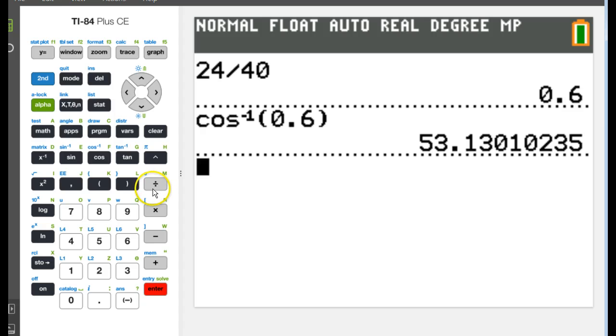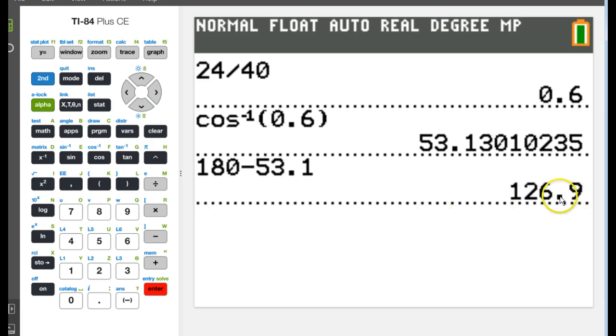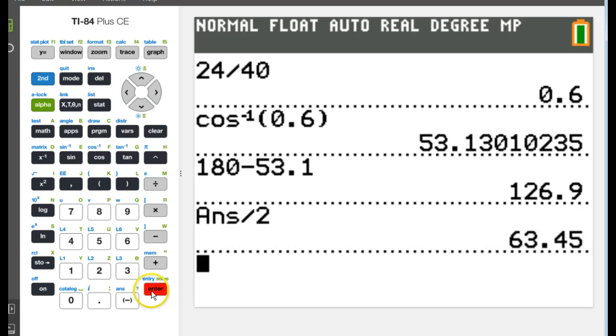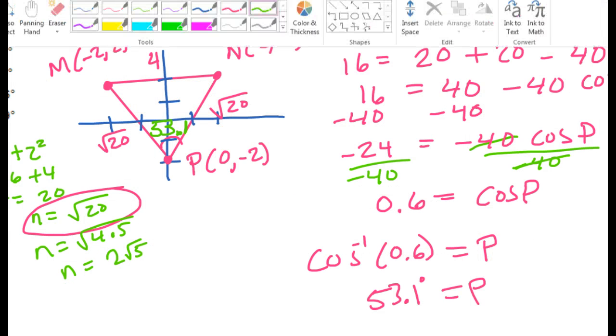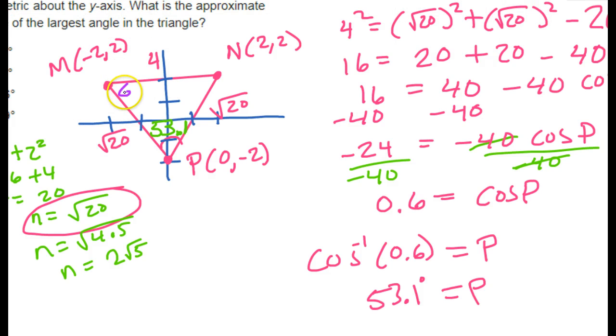Okay, so I'm going to do 180 minus 53.1. That leaves 126.9 to share with the other two angles. So because it will be shared equally, I will divide by 2. So that will be 63.45 or 63.5. So each of these other two angles should be 63.5-ish.